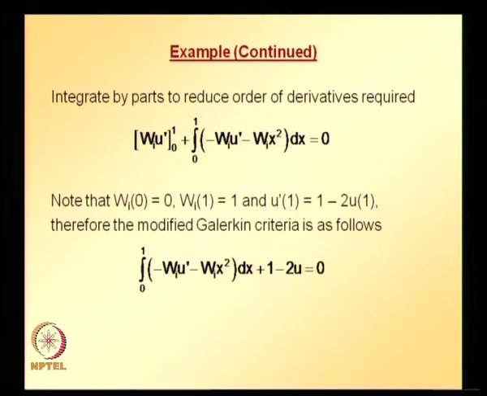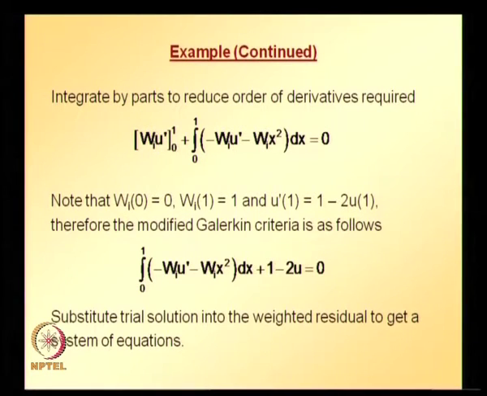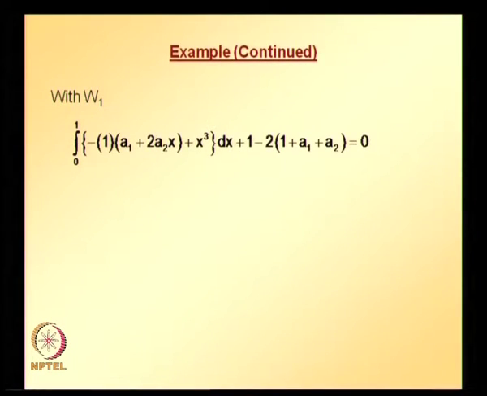So all this information, that is, wi evaluated at x is equal to 0, wi evaluated at x is equal to 1 is 1, and the natural boundary condition, you can substitute into the first equation, which results in the last equation. Now, substitute the trial solution into the weighted residual to get a system of equations.